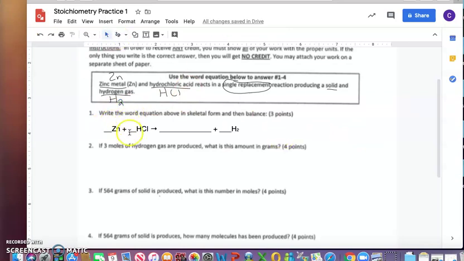I've got zinc, I've got hydrochloric acid, yields the solid. I left a blank here because we don't know what the solid is yet, and hydrogen gas. I have some blanks here for coefficients just in case I need to balance it. So what's going to go here? Well, I know it's a single replacement reaction. That means one thing replaces the other. Obviously hydrogen is leaving hydrochloric acid and it's becoming H2.